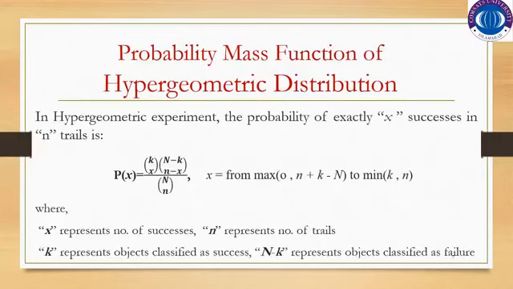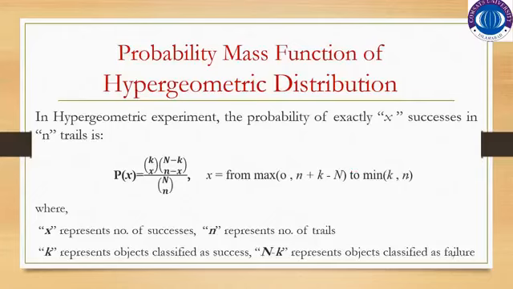So, the probability mass function of the hypergeometric distribution. In a hypergeometric experiment, the probability of exactly x successes in n trials is P(x) = kCx times (N minus k)C(n minus x), whole divided by NCn, where x ranges from the maximum of 0 and n plus k minus N to the minimum of k and n.